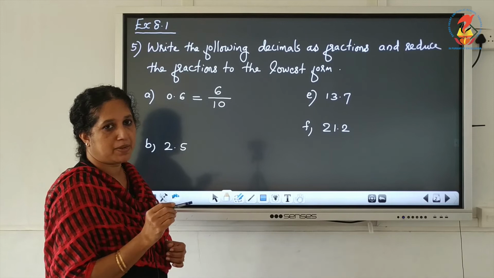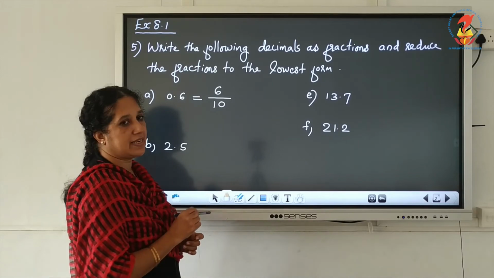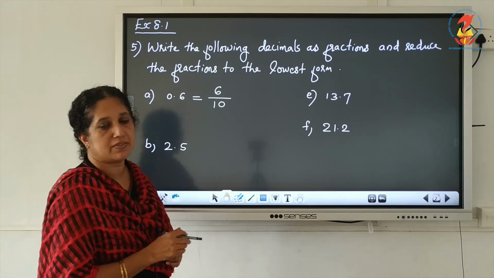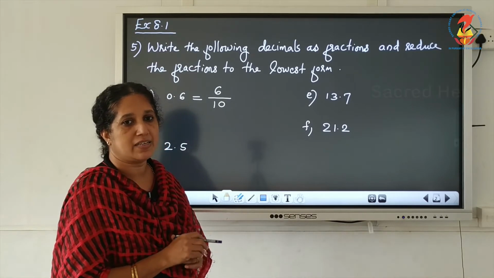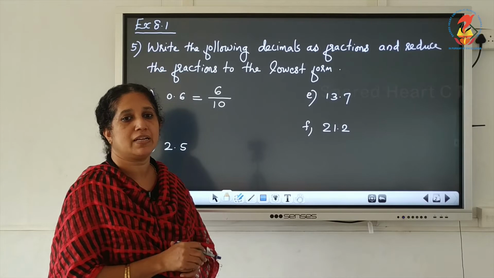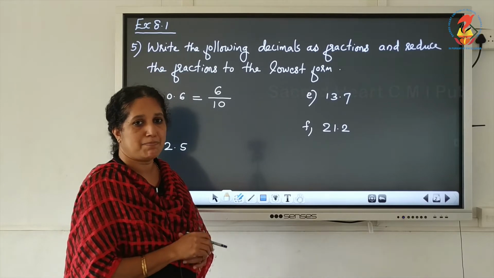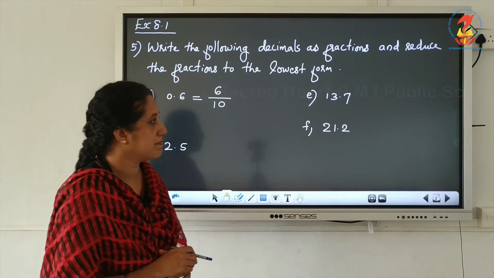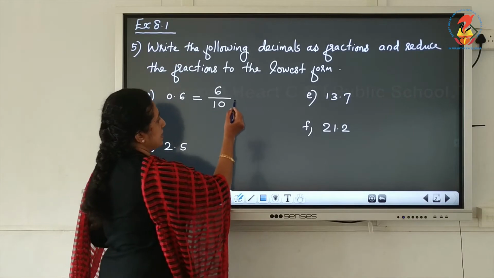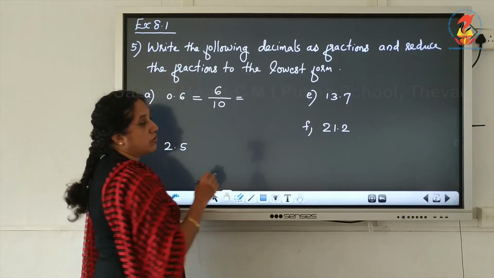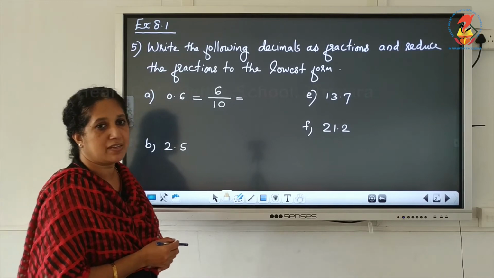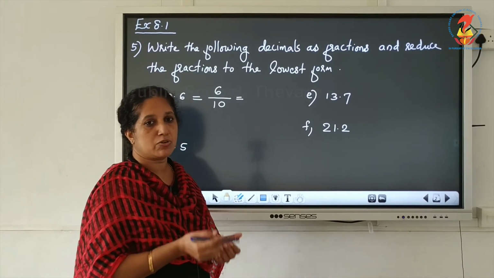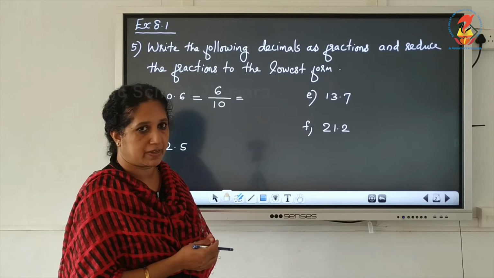So please remember, we want to write it in the form of a decimal fraction first. The denominator will be either 10, 100 or 1000 depending upon the number of decimal places in the decimal part. So it is 6 by 10. Then we want to write it in the lowest form. How can we reduce it to the lowest form? We want to find the common factor, the highest common factor, if it is possible.